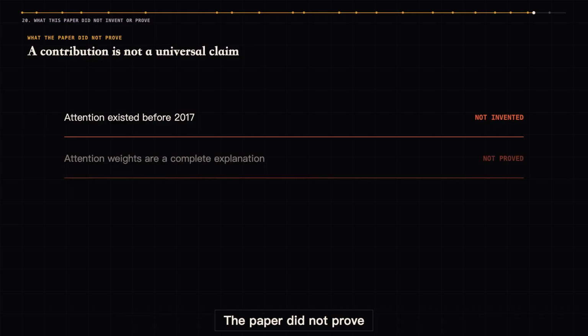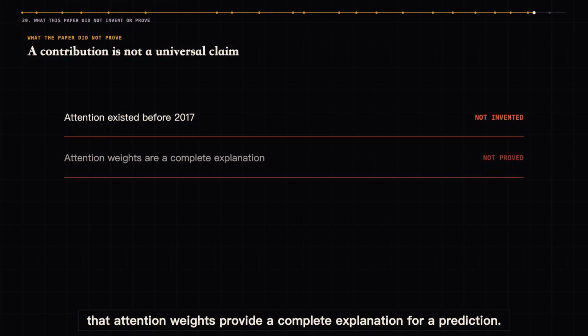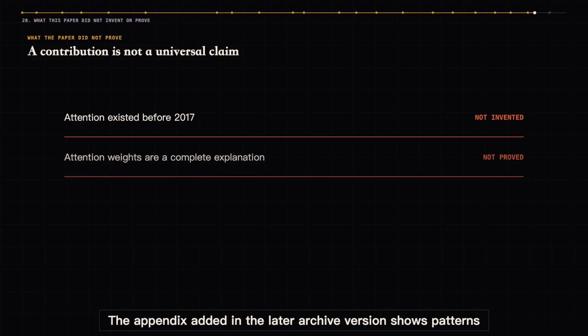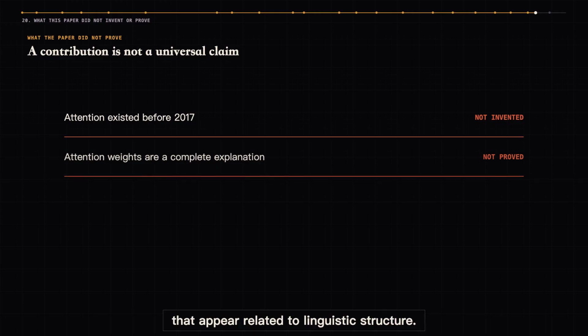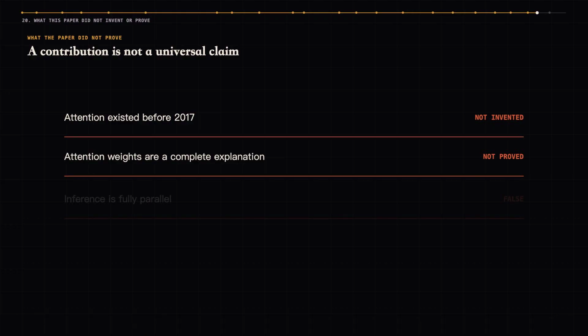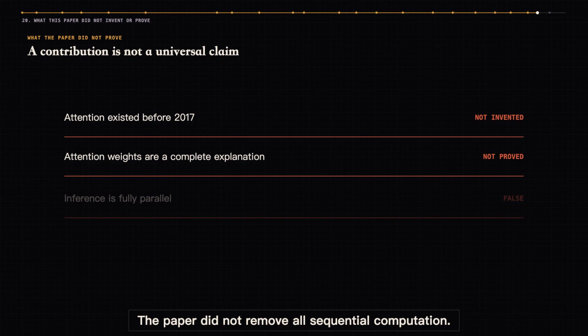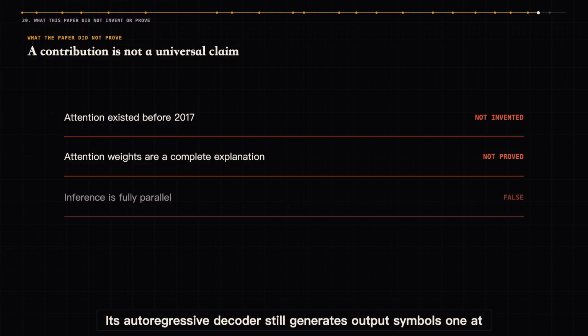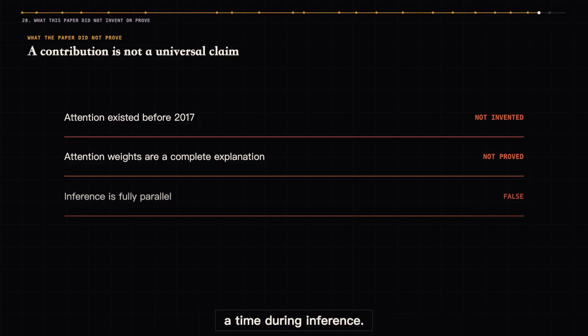The paper did not prove that attention weights provide a complete explanation for a prediction. The appendix added in the later archive version shows patterns that appear related to linguistic structure. Those figures are observations, not a guarantee that one attention map exposes the model's full causal computation. The paper did not remove all sequential computation. Its autoregressive decoder still generates output symbols, one at a time, during inference.